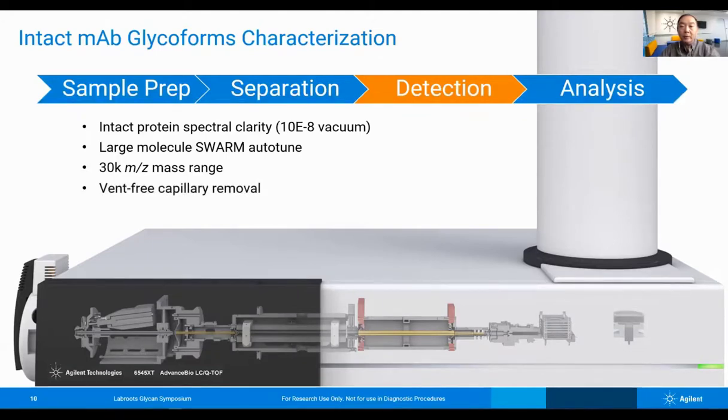Lastly, we have included a gate valve in the front end of the optics, that allows us to seal the manifold and remove the sampling capillary for basic maintenance. So you don't have to vent the system and then later pump it down. That means you have less time waiting for the system to be ready, and more time to run your sample.